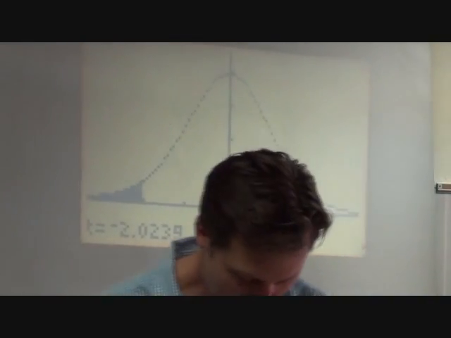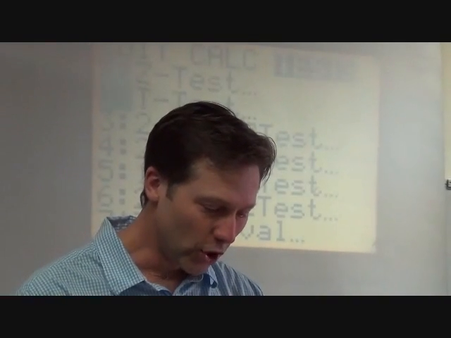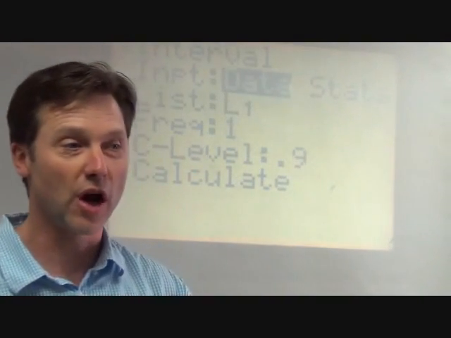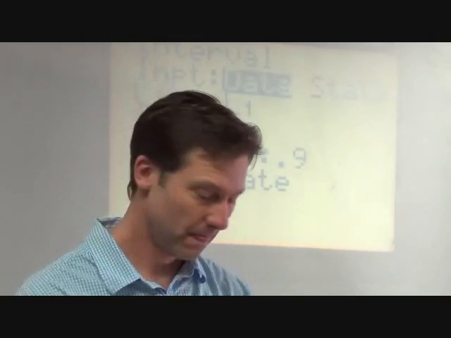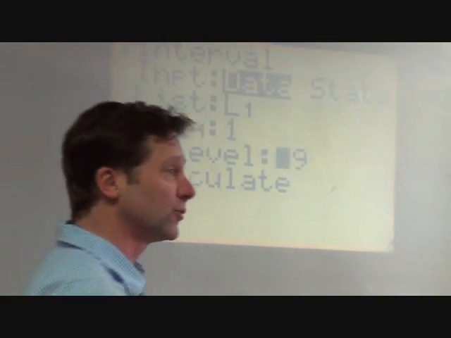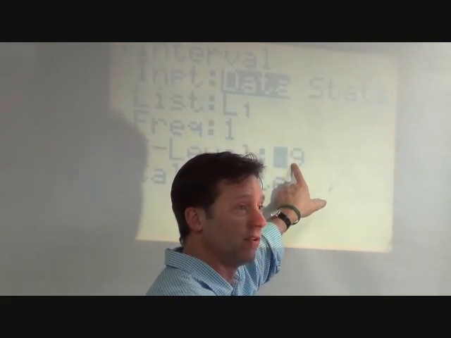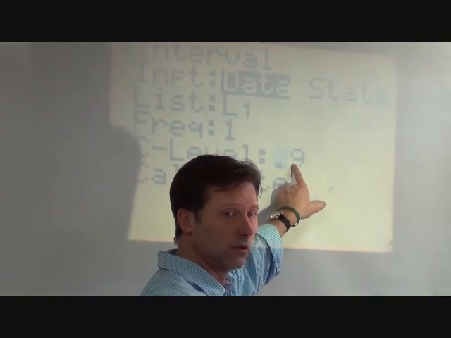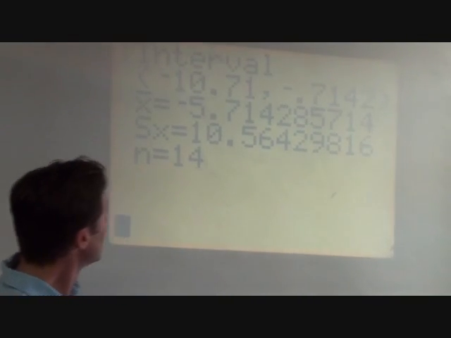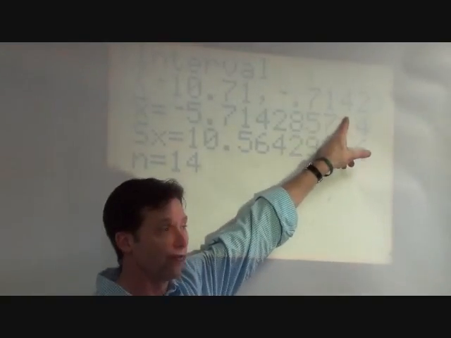Oh, let me show you something else. Oh my. Go down to t interval. Did you guys do a confidence interval last night too? Okay, data. It's in L1. I think you were supposed to do a 90% confidence interval for last night's homework. Okay, go down to calculate. There's our interval that you should have from last night.